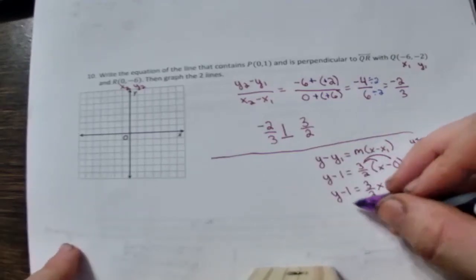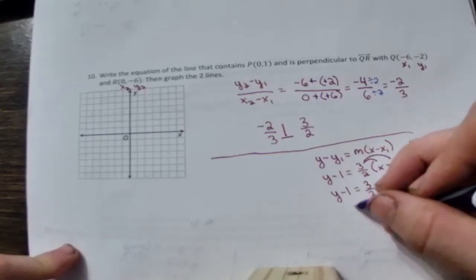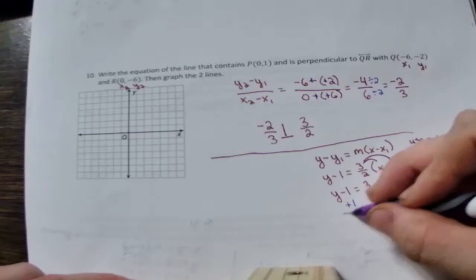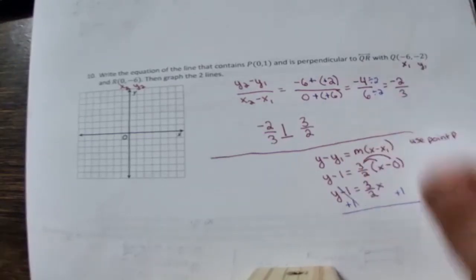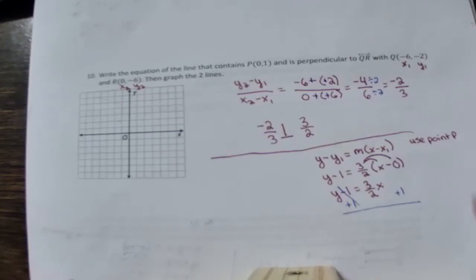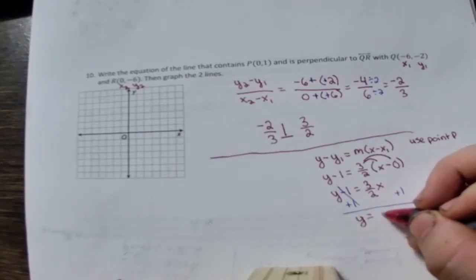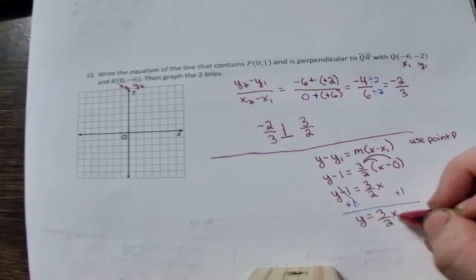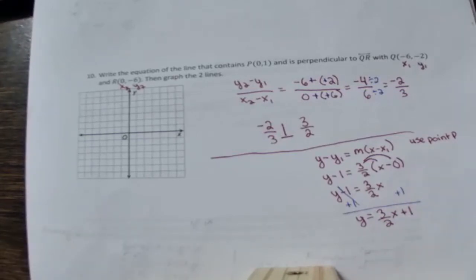Now I'm going to put it into slope-intercept form. So what I'm going to do is add 1 to both sides. And the 1 can't combine with this because it doesn't have a variable. So I have now y equals 3 over 2 x plus 1. So that would be my equation for this one.